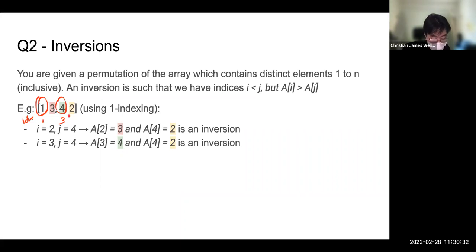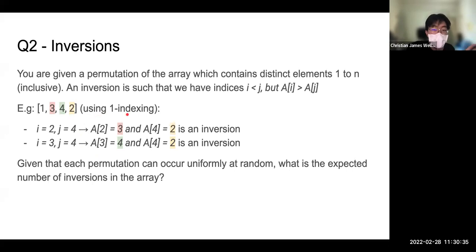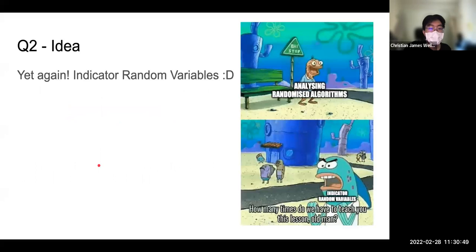Okay, so given that the permutation occurs uniformly at random, what is the expected number of inversions in the array? Hopefully this really rings a bell. It's phrased slightly differently, but the analysis is identical. Since you have done the assignments and hopefully visited the answer key as well, yet again the idea is to use indicator random variables. If you're analyzing randomized algorithms, just try taking indicator random variables. Disclaimer: it's not always indicator random variables. Sometimes you can form it as the sum of random variables that form a geometric distribution, like the coupon collector problem.